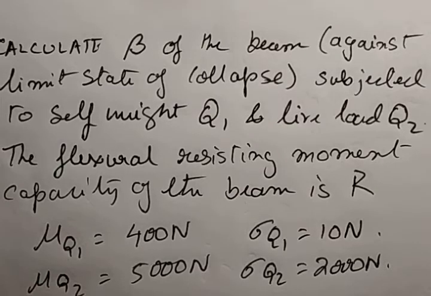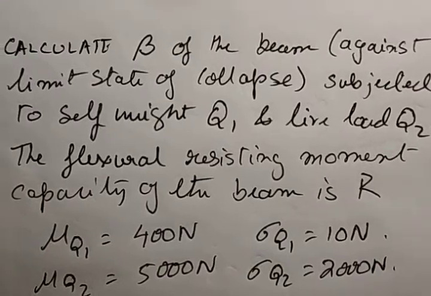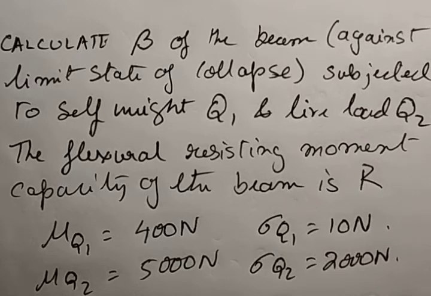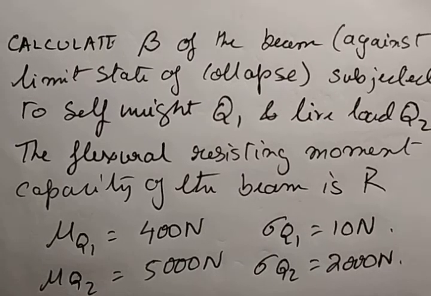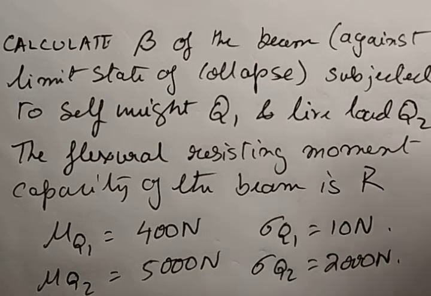Alright, so now let us look at a problem: how to calculate the reliability index beta for a given beam. This problem that I am going to discuss is example 8.1 of the Ranganathan textbook. So let's see what the problem says. Calculate the reliability index beta.